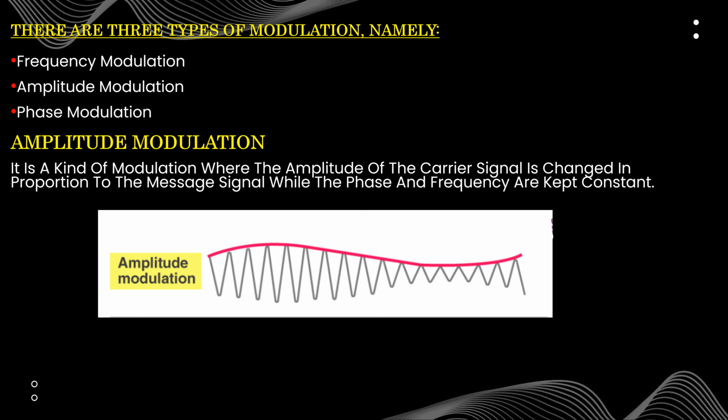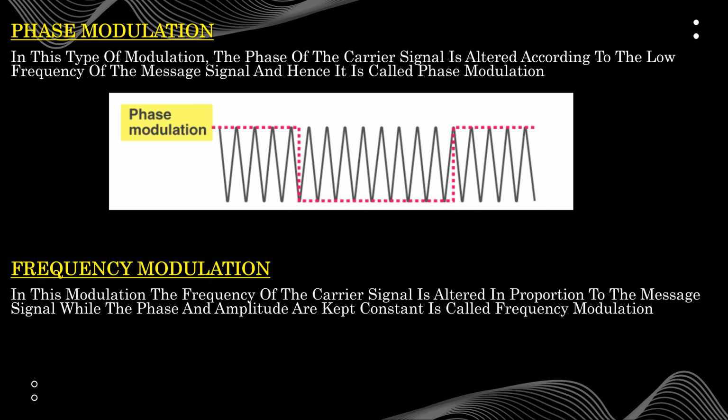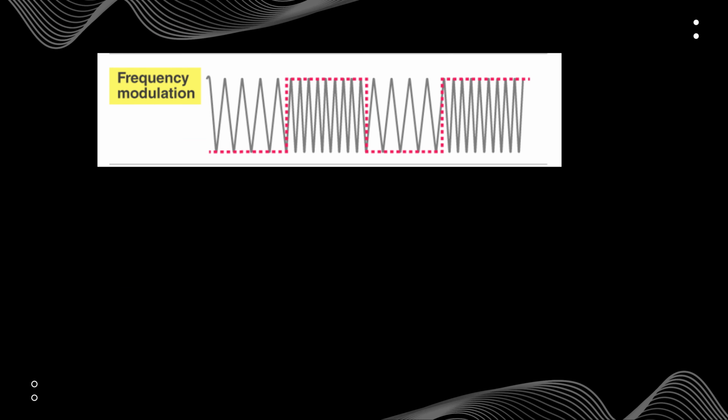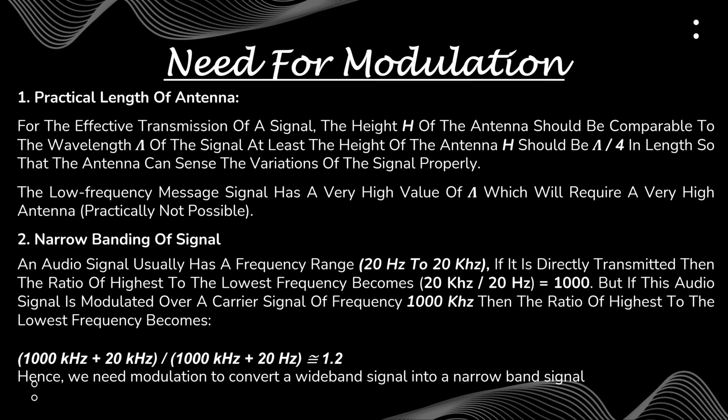There are three types of modulation, namely frequency modulation, amplitude modulation, and phase modulation. Now, what is amplitude modulation? It is a kind of modulation where the amplitude of the carrier signal is changed in proportion to the message signal while the phase and the frequency are kept constant. Now, the phase modulation. In this type of modulation, the phase of the carrier signal is altered according to the low frequency message signal, and hence it is called phase modulation. Frequency modulation: in this modulation, the frequency of the carrier signal is altered in proportion to the message signal while the phase and the amplitude are kept constant. This is called frequency modulation.